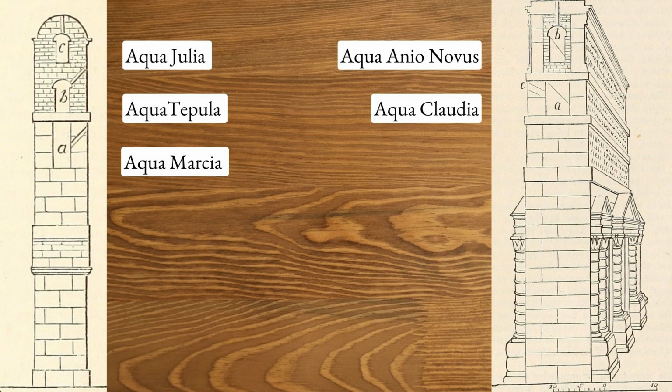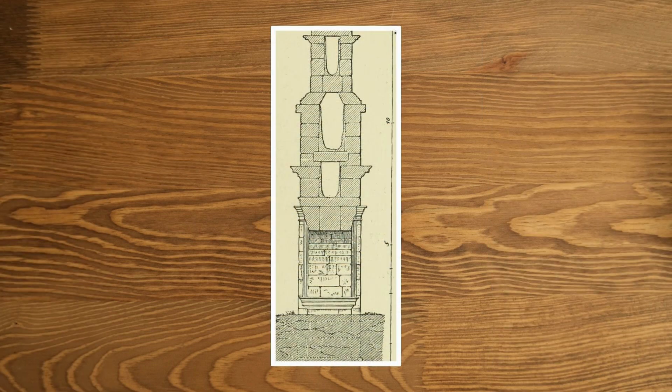Sometimes several aqueducts shared one bridge. The 5 aqueducts in Rome shared 2 bridges. Aqua Tepula and Aqua Iulia used the bridge of the aqueduct Aqua Marcia. Aqua Anio Novus shared the bridge with Aqua Claudia. Technically, it was not difficult. It simply involved building another conduit on top of the first conduit.